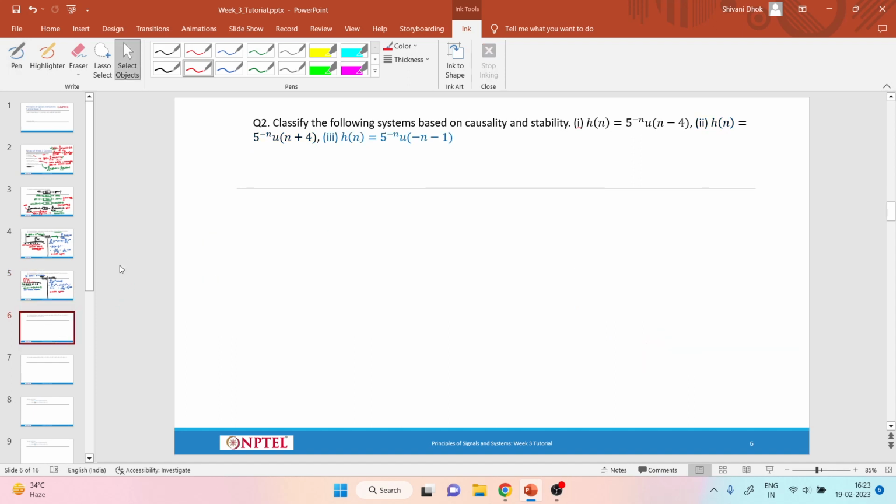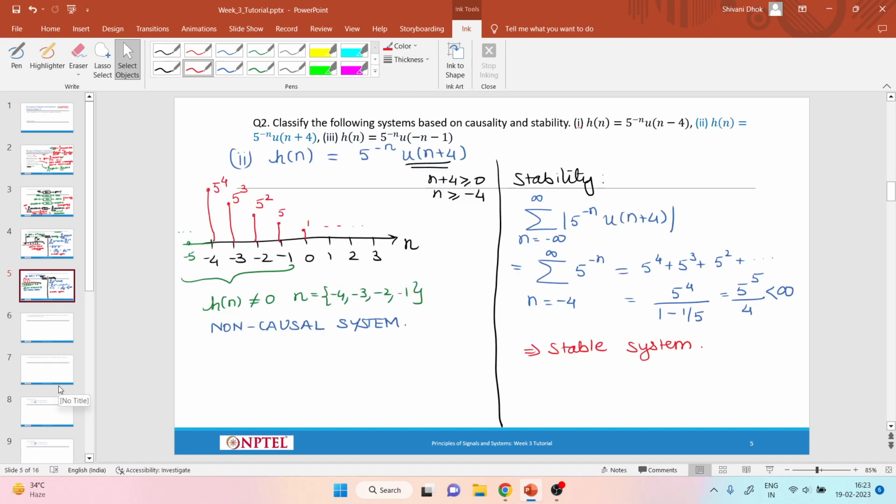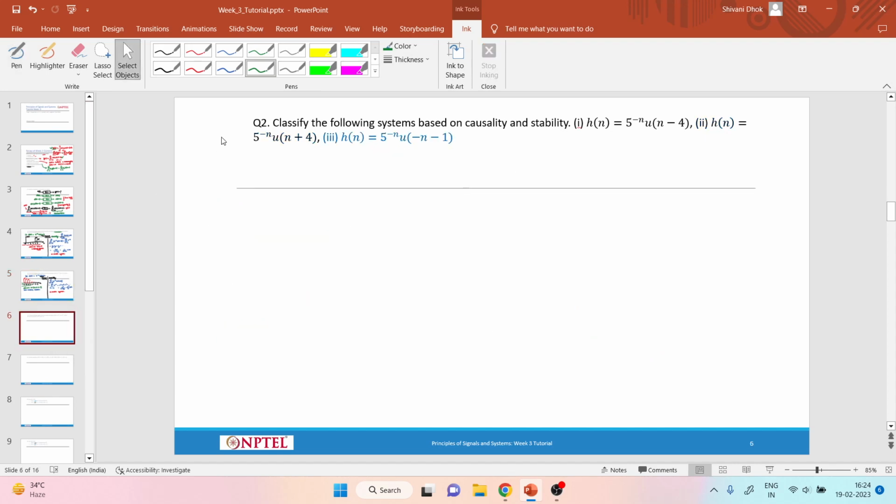Let us look at its third part. If you have any questions in this, please stop me in the middle and you can ask at any point. If you have any questions in this part, please let me know. Okay, let's look at this third one.